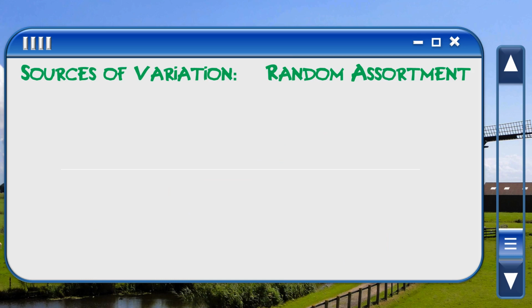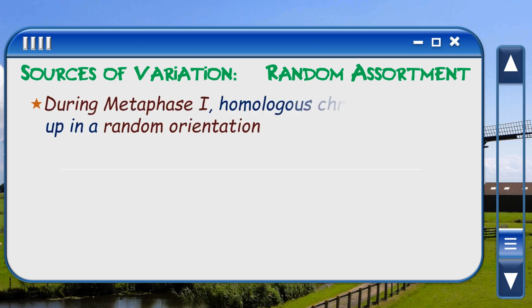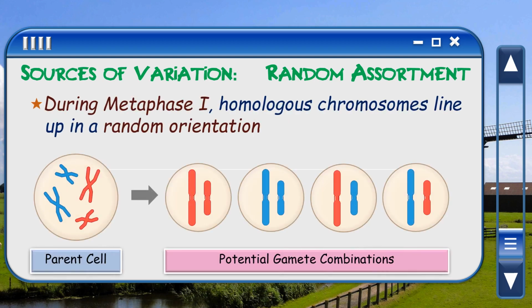Then, still looking at the sources of variation, let's look at random assortment. This occurs during metaphase 1, where the homologous chromosomes line up in a random orientation. They align themselves in a random orientation.